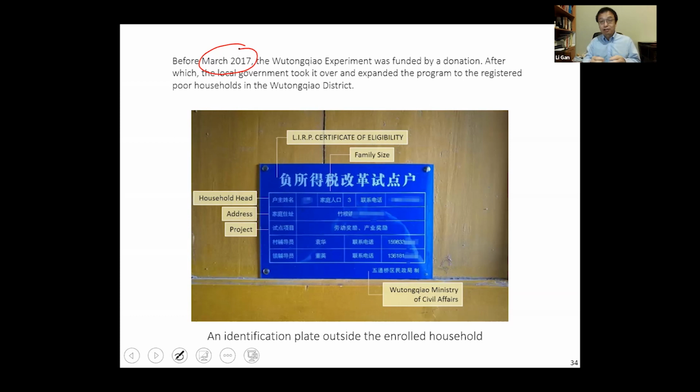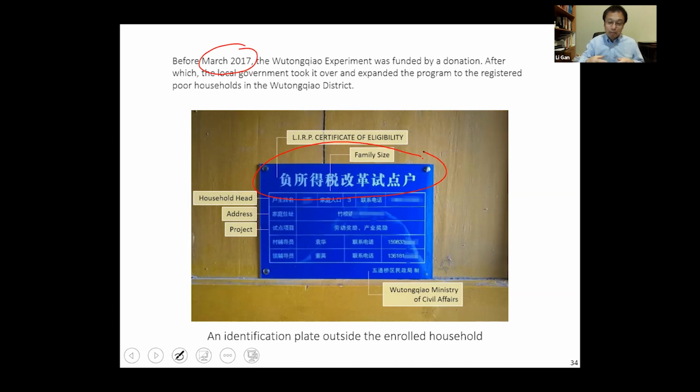Among that, you can see that every participant household has a plaque in front of the door, and they're very happy. I talked to quite many of them. They're extremely proud to have this in front of the door. It's called the negative income tax experiment household. They are indeed a negative income tax. This was actually one of the local officials, who listened to my talk and gave this talk.